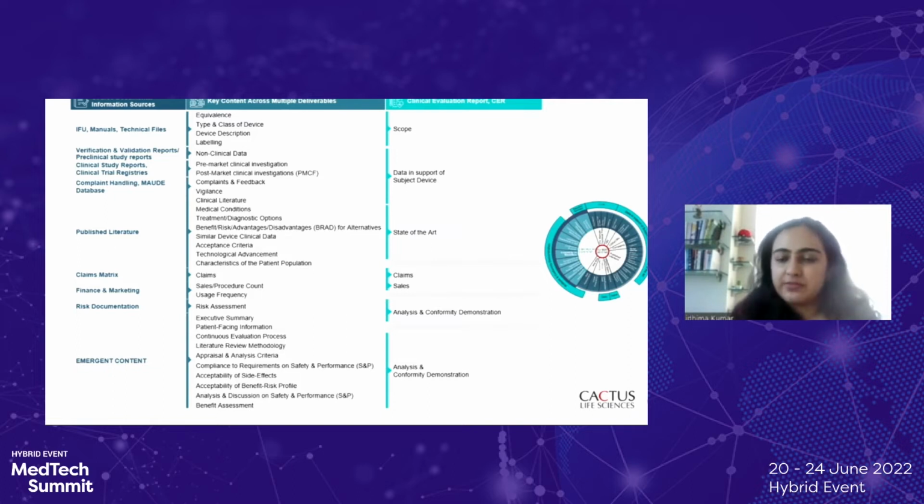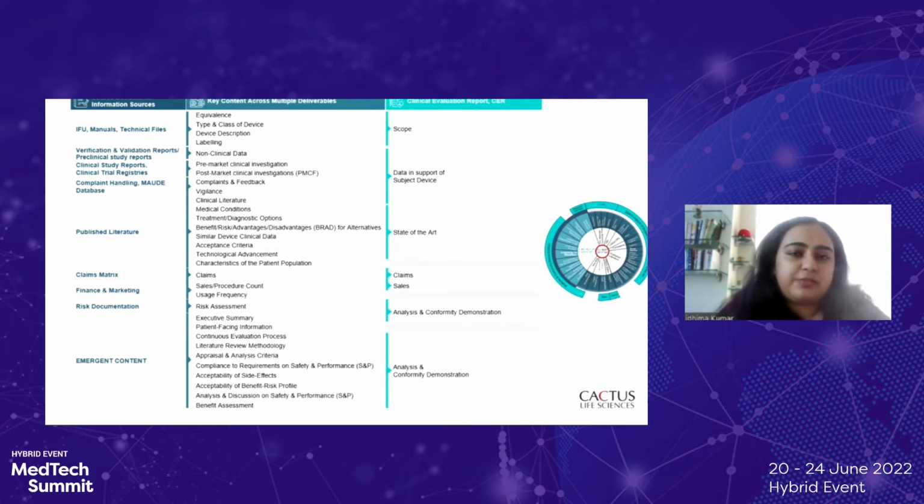So this is specifically for the CER. The first column on the left is the source documents or the information sources that we would use to write our CER. The second column talks about the key content that we're going to be deriving out of these source documents. And then the third column shows you where this information is feeding into your deliverable. So in this case, it's the CER. So let's take a look at this in a little bit more detail.